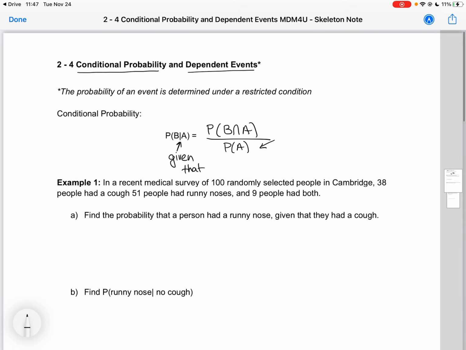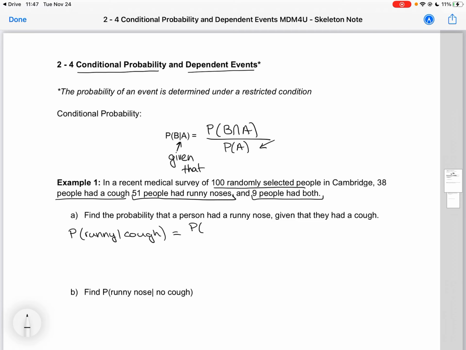So for example, here is data that they are probably collecting right now. In a recent medical survey of 100 randomly selected people in Cambridge, 38 people had a cough, 51 people had runny noses, and 9 people had both. So the first thing that we want to do is find the probability that a person had a runny nose given that they had a cough. So we'll set up our conditional probability equation. So runny nose given that they had a cough.